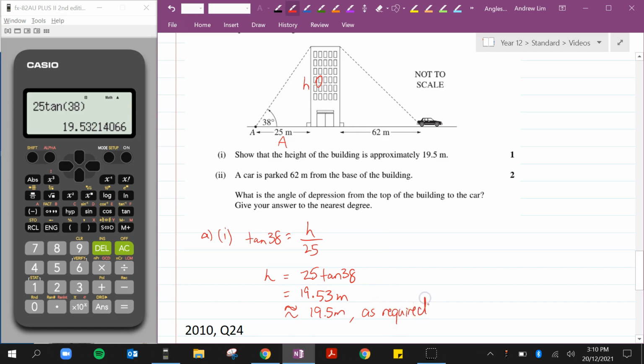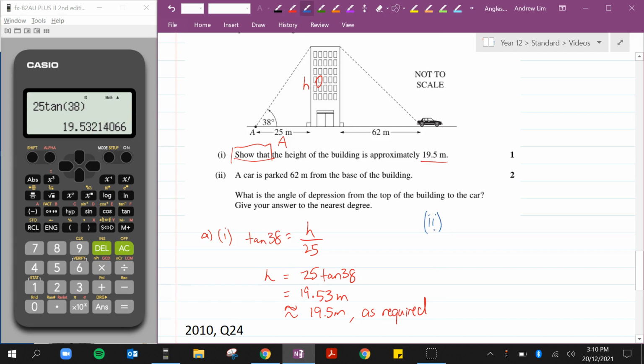Whenever a question asks you to show that, it means show all your working, and once you've gotten the answer, just write as required in your final line of working. Alright, what about part 2?